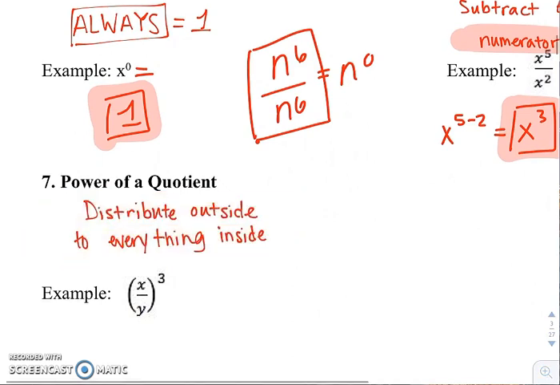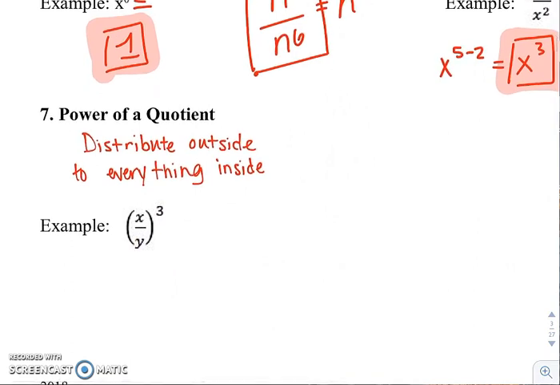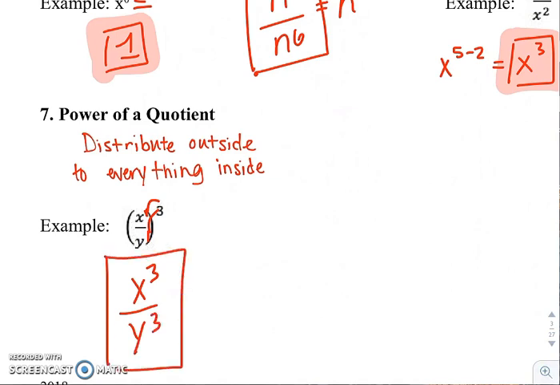And the last rule is the power of a quotient. So same thing, anytime you have something outside the parentheses, you want to distribute it inside there to everything inside. So this would become x cubed over y cubed. You multiply that power inside there.